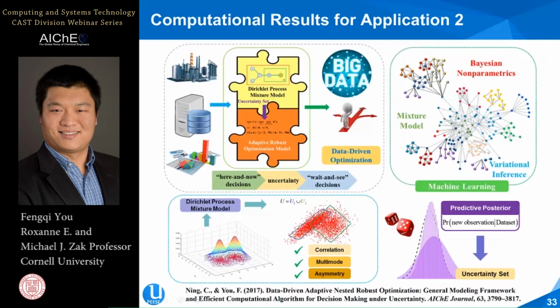So this is a summary of what we talked about so far for this data-driven adaptive nested robust optimization case. If you're interested in learning more details, the paper was published a few months ago, I would say. Over here is the complete reference on data-driven adaptive nested robust optimization, a general modeling framework and efficient computation algorithm for decision-making under uncertainty.